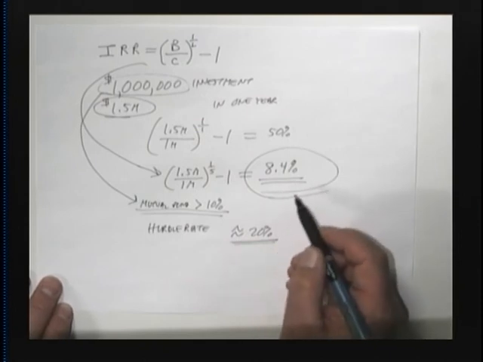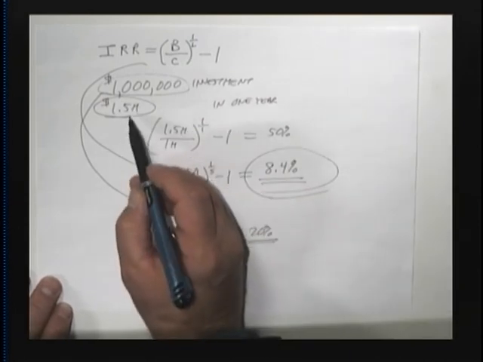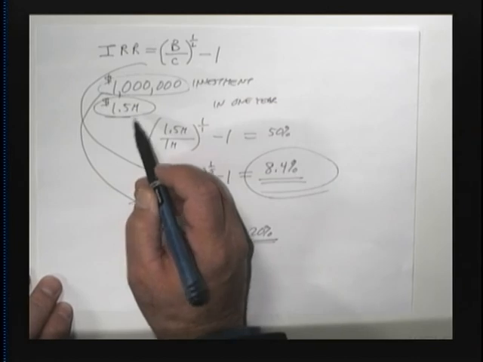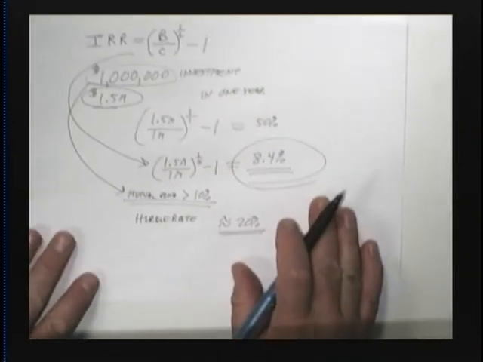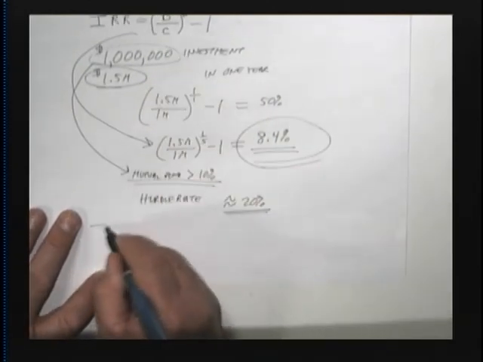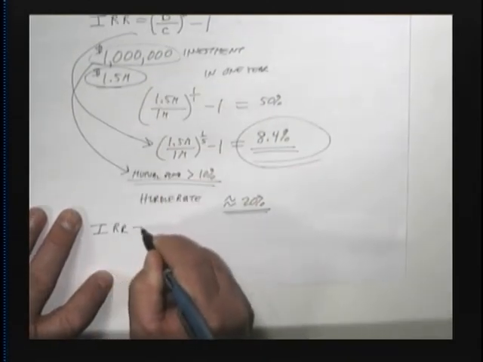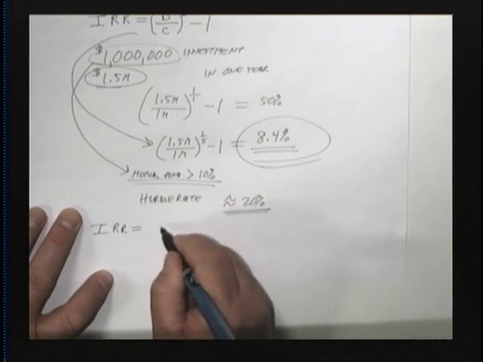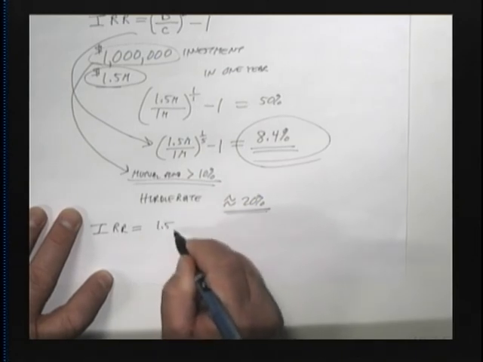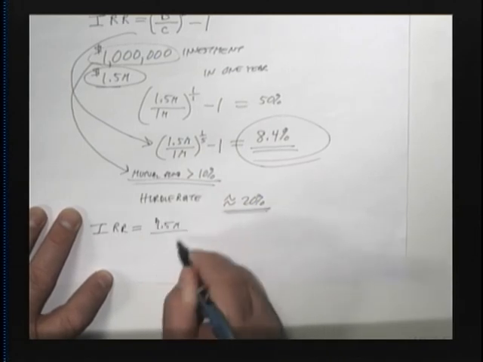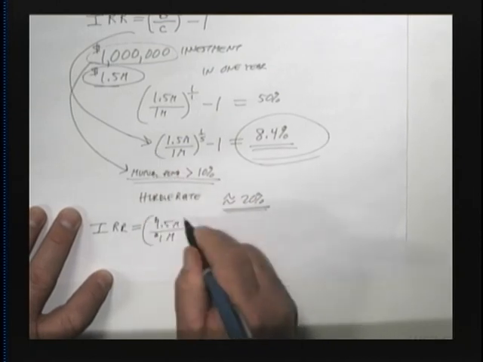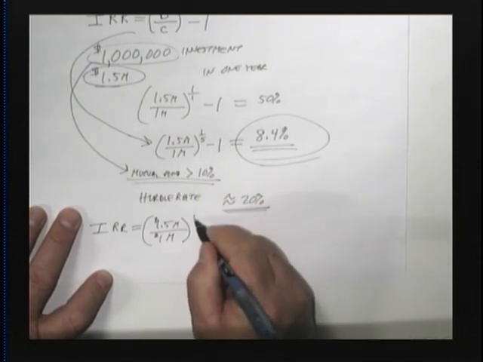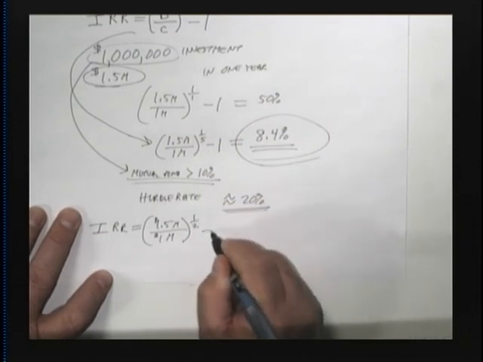Okay. On the other hand, if you were to promise him $1.5 million after, let's say, 2 years instead of 5 years, well, let's work that out. Okay, that's internal rate of return is equal to the benefit, again, $1.5 million, divided by the cost, which is $1 million, raised to the 1/2 power minus 1.